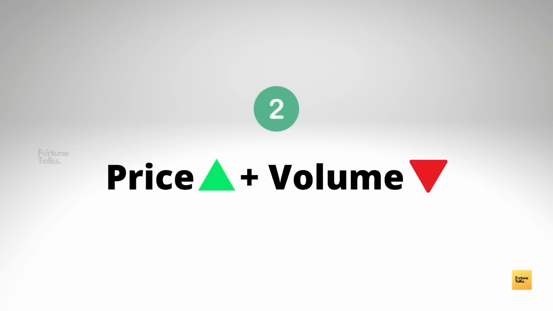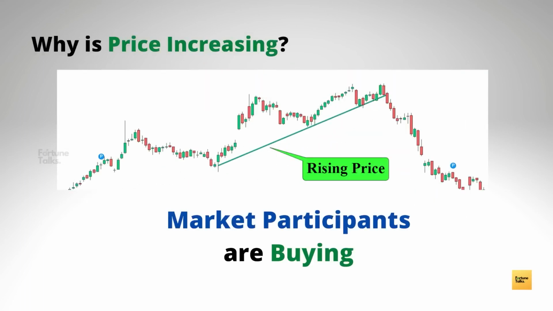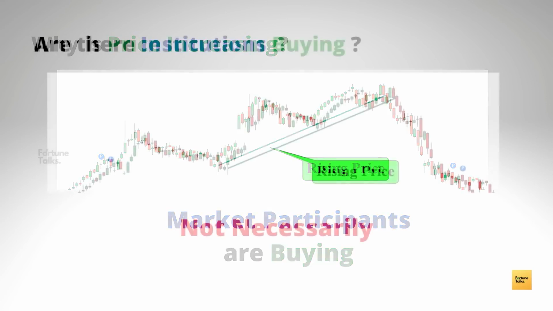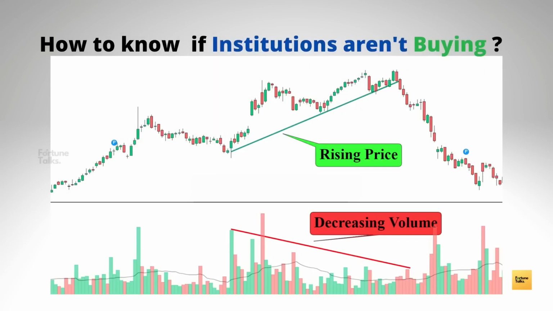Moving on to the second case, what do you think will happen when the price increases but the volume decreases? Think about this situation in the following terms. Number one, why is the price increasing? Simple answer, because the market participants are buying. Easy, right? Are there any institutional buyers associated with this rise in price? The simple answer is it is not necessary that there should be institutional buyers associated with the price rise. Now the critical question, how would you know that there is no meaningful purchase by the institutional investors or the big players? Now, using the basic rule, if they were buying, then the volumes would have increased and not decreased. In this case, the price increased but the volume has decreased.